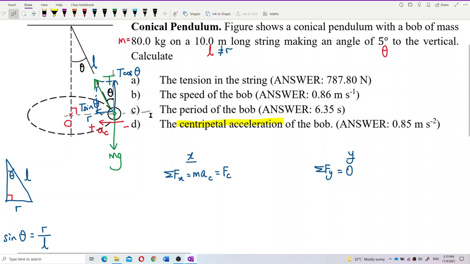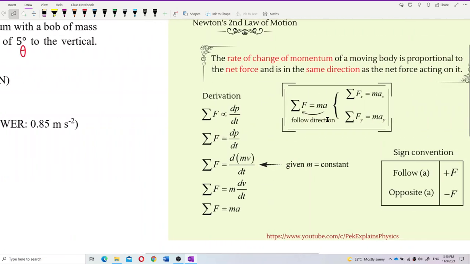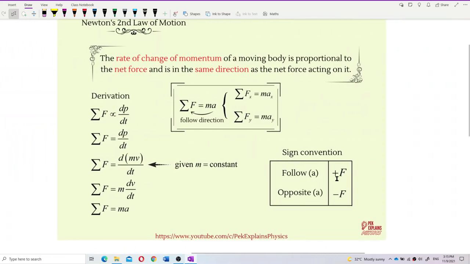For the x component, what force does it have? It has T sine theta, and no more. That's the only force. This T sine theta is positive. Why is it positive? Because it follows the direction of acceleration. The acceleration is to the left, and T sine theta is also to the left, the same direction as the acceleration. Remember?